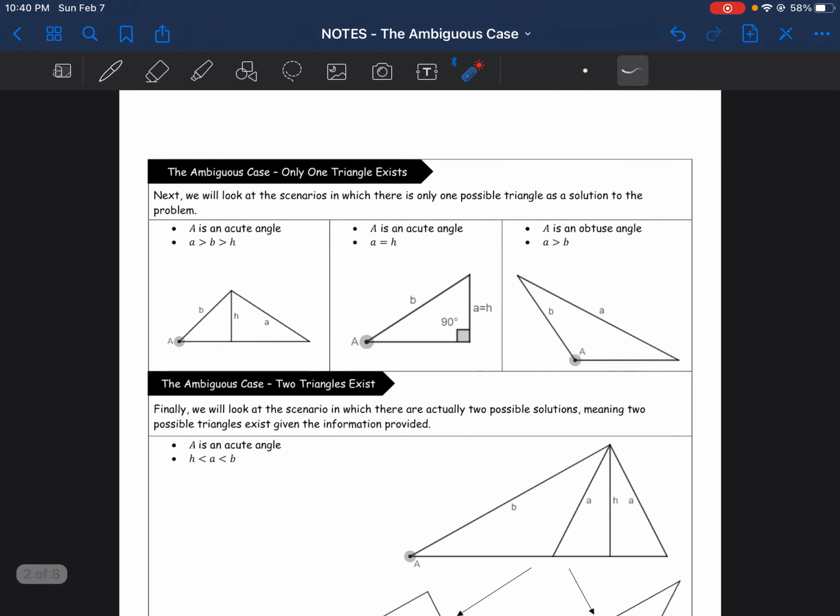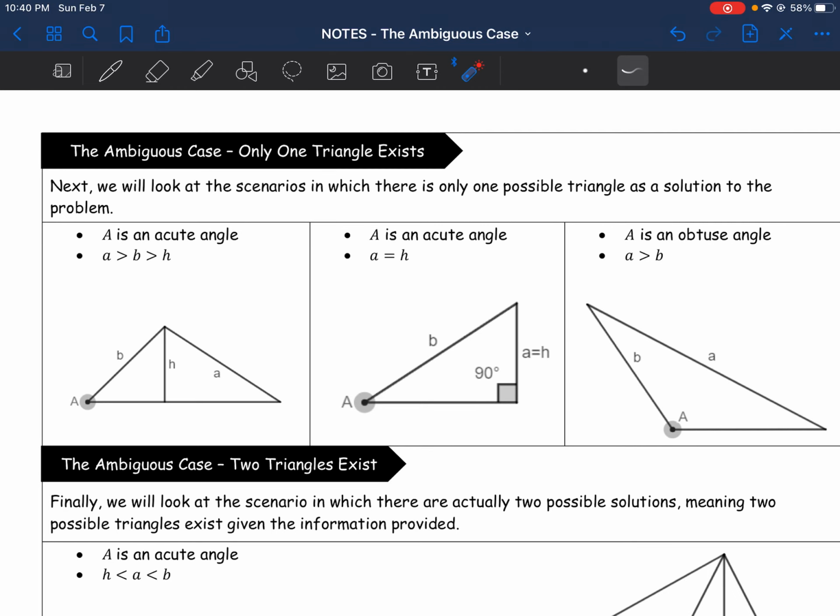All right, now let's look at the case where only one triangle exists. And there are actually 3 scenarios that we could fall into. So let's say that the angle that you're given is an acute angle, and let's say that the side opposite of the given angle is bigger than the other side that's given, which is also bigger than the altitude h.